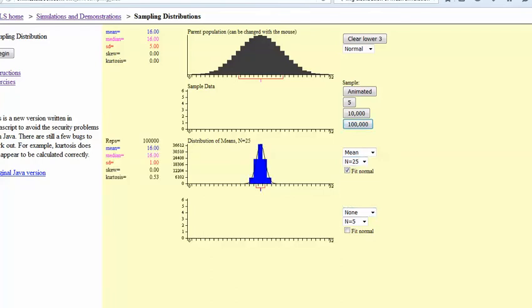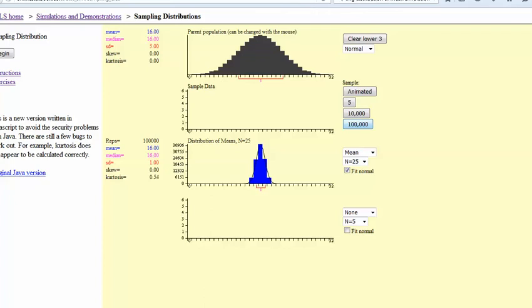Now I want you to pay attention to the spread. When we had n equals 5, we had a fairly wide spread, and at n equals 25, we have a narrow spread. So our standard deviation gets smaller as our sample size gets larger.